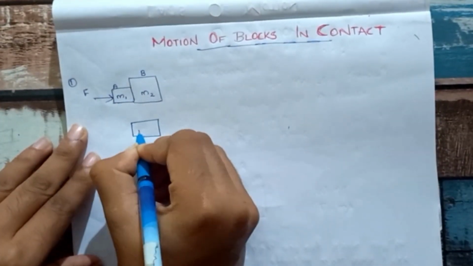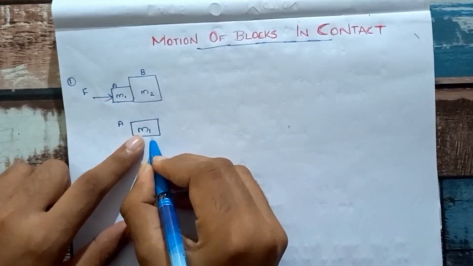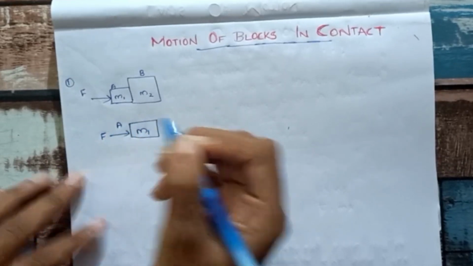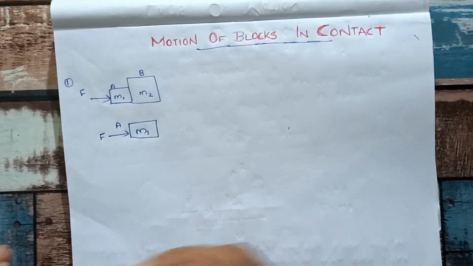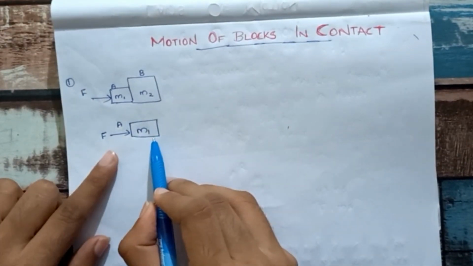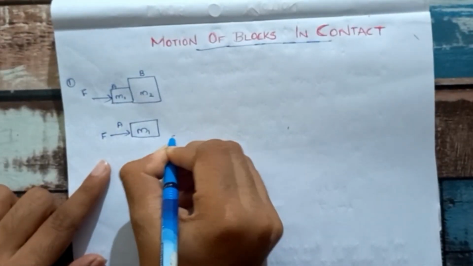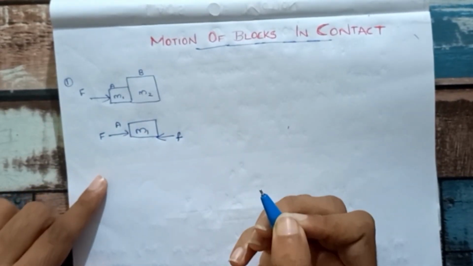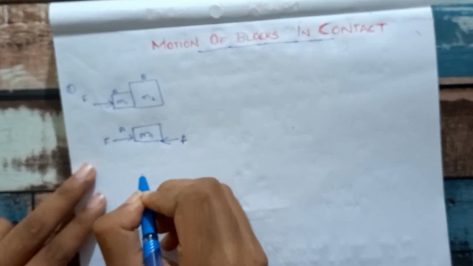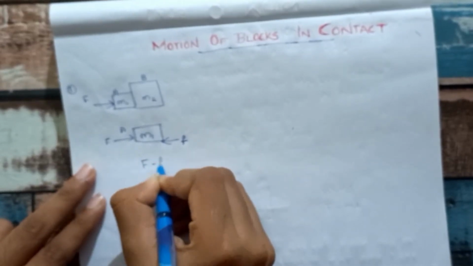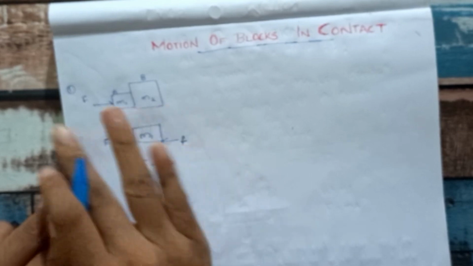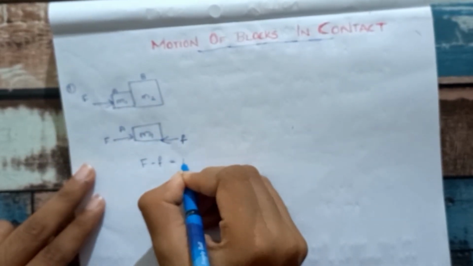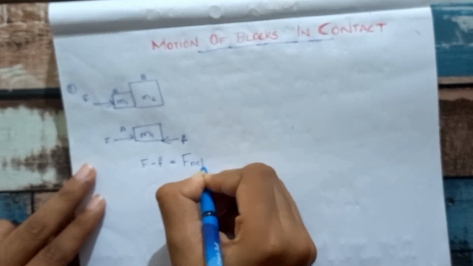First take the body A with the mass m1. Since the force F is being applied in this direction, there is always an equal and opposite force acting upon this body, and that is called the frictional force, and it is given with a small letter f, right? So what we write is F minus small f is equal to the total force being imposed on this body, which is the net force F net.